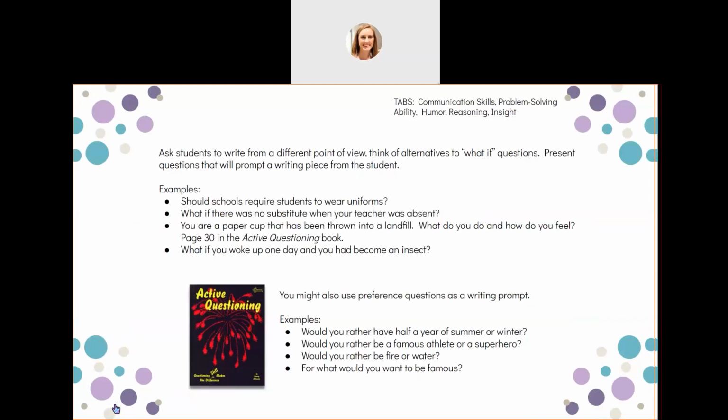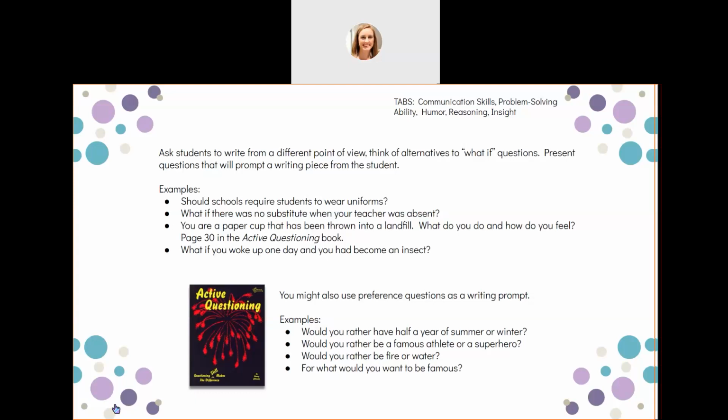So you can also get more writing from students by asking them to look at things from a different point of view, to think of alternatives like what if questions. So presenting students with a question that will prompt a writing piece could get some really good samples. So here's some examples of prompts that you could give students.